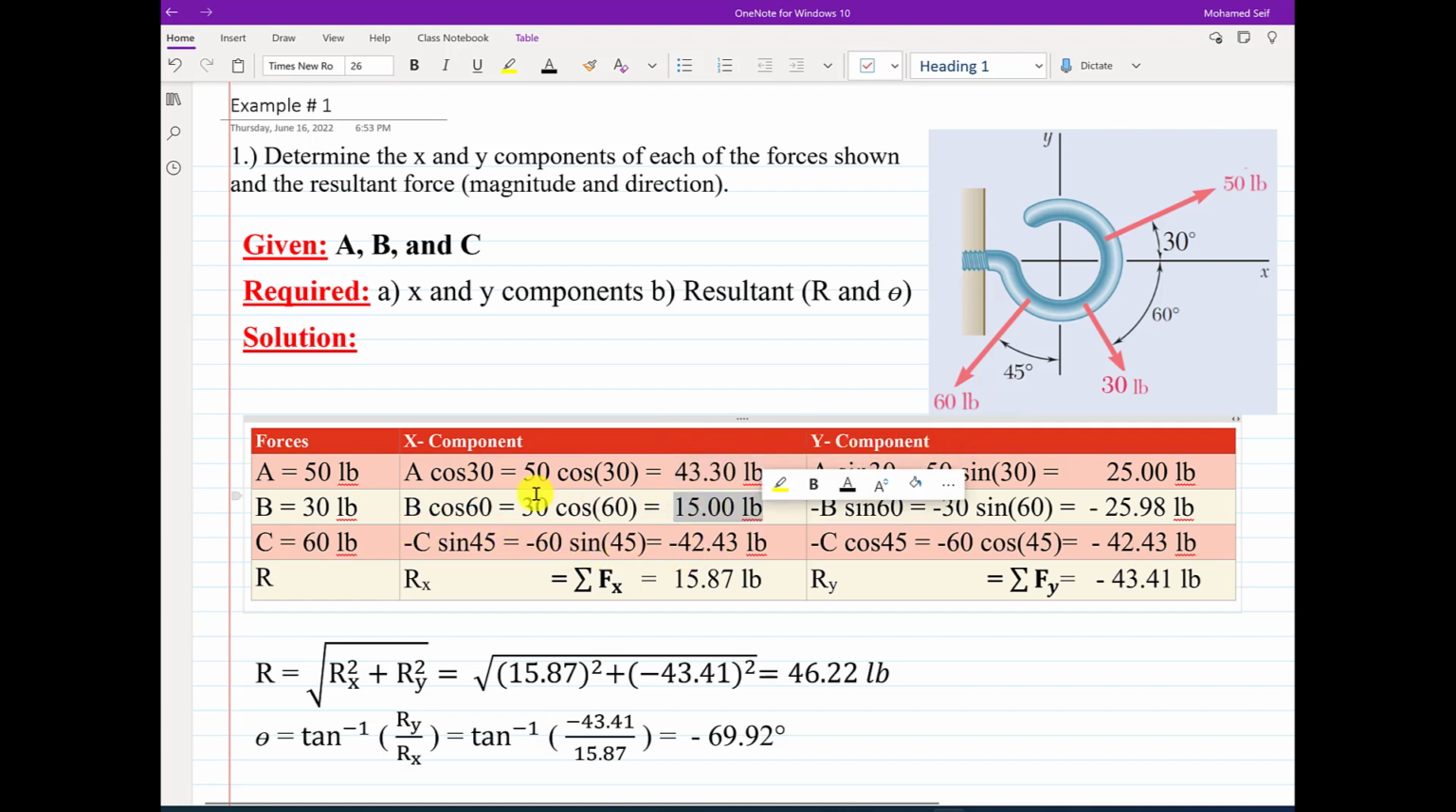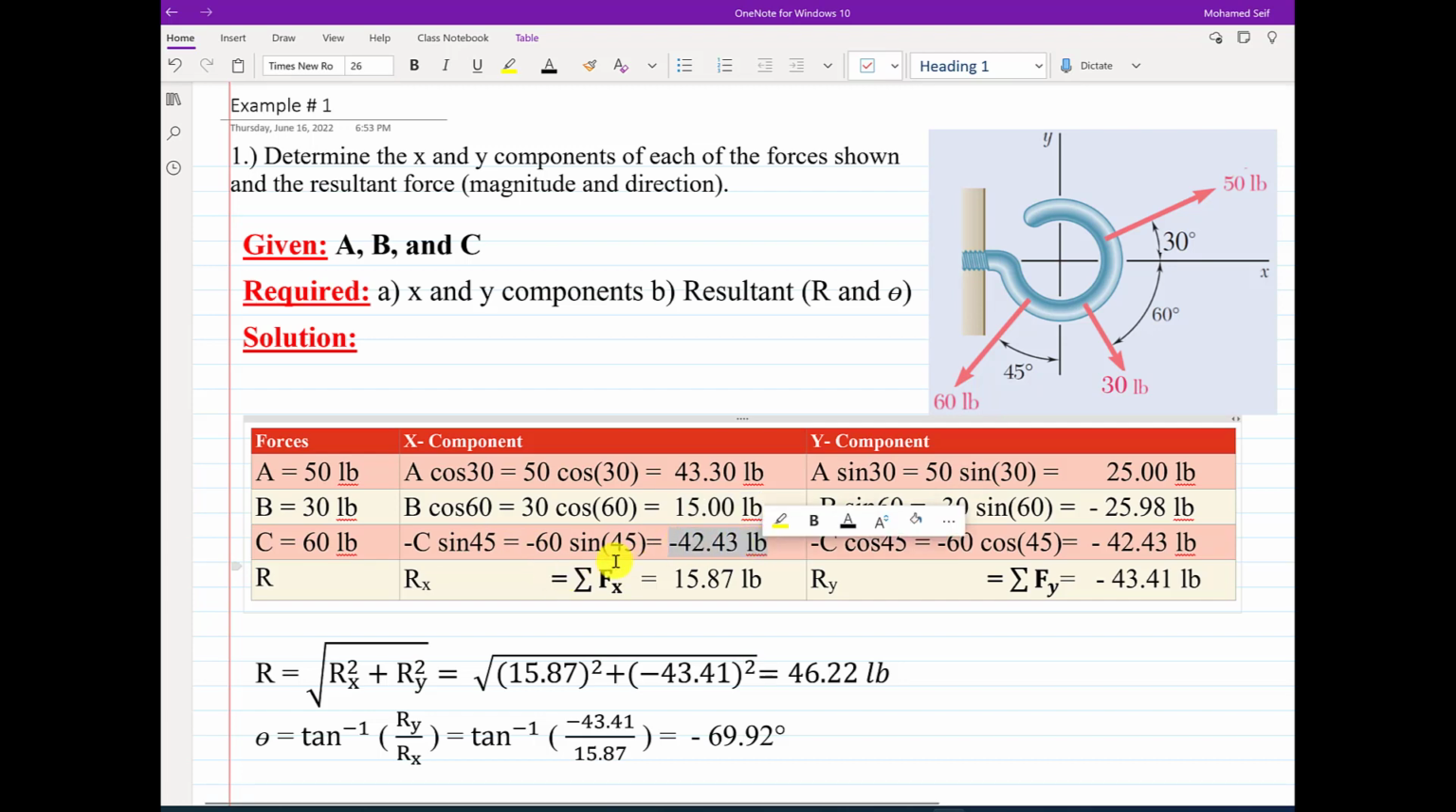And then the third component is 60 pound, and it's making 45 degrees with the vertical component. So that means the x component will be the sine value. But notice also something here: it is in the negative direction. The x component in the negative direction is going to be negative, to the left. So it's going to be minus C sine 45. When you substitute into the equation, you get the value minus 42 pound.